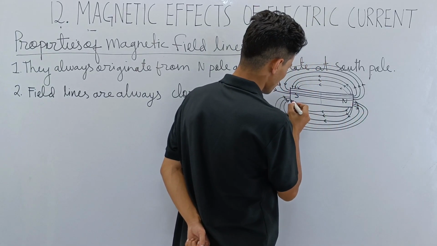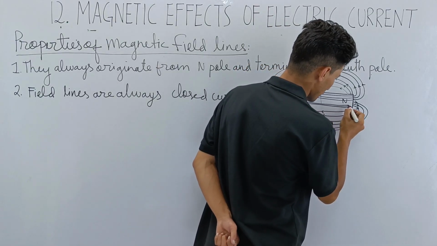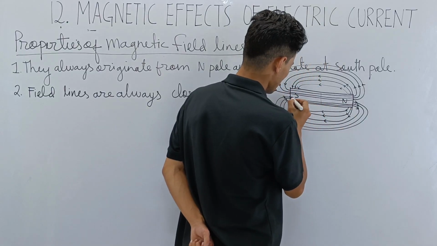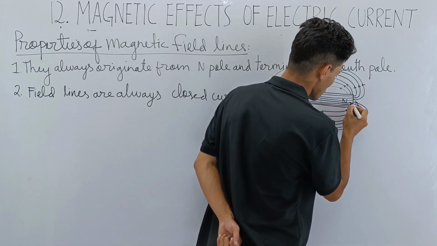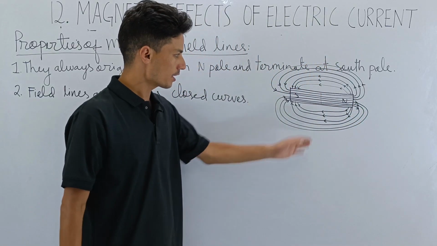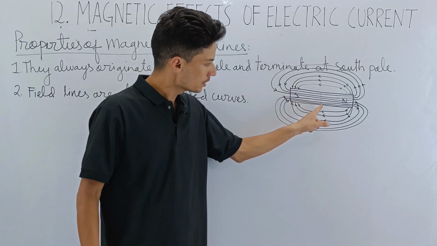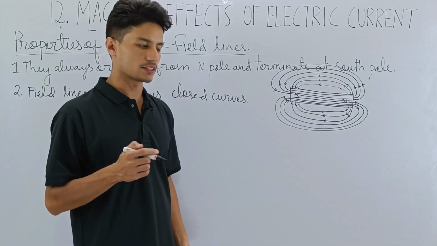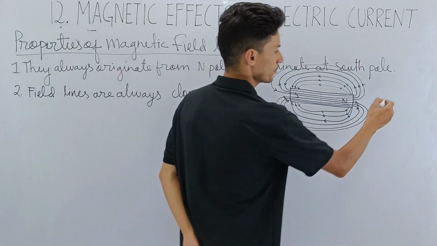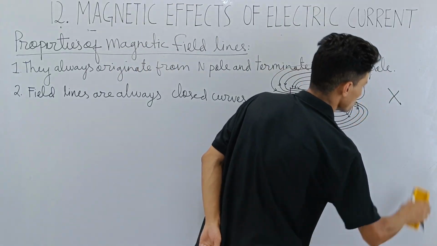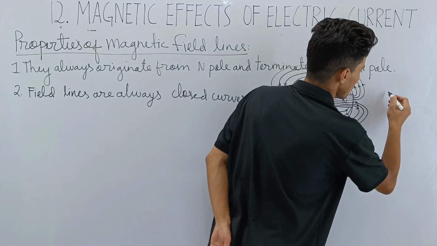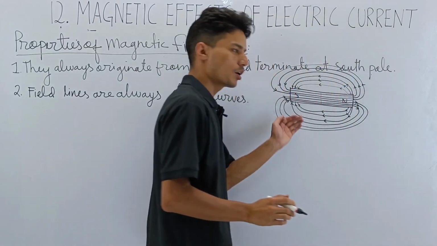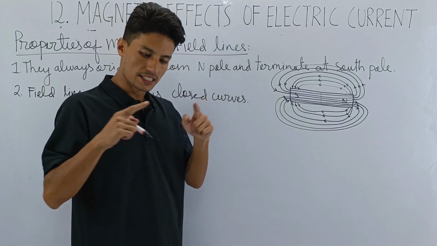And remember that no two magnetic lines of force, no two magnetic field lines, intersect. That means they should not touch. They should all be parallel. Here I have tried my best not to overlap or intersect them, because magnetic field lines never intersect. Intersecting means touching each other, like this. They will only travel parallel to each other. They may be closed curves, but they will never intersect each other.